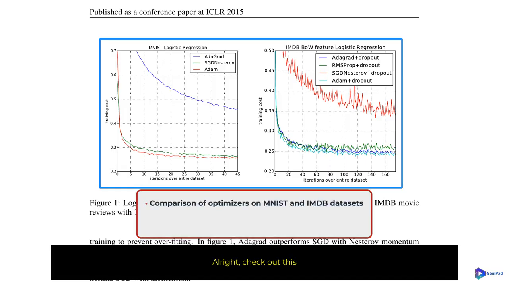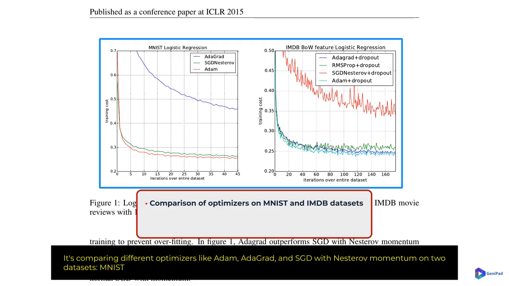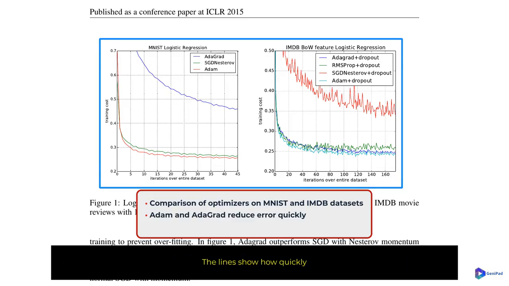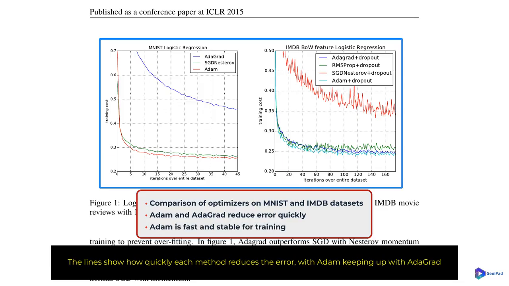All right, check out this graph. It's comparing different optimizers like Adam, Adagrad, and SGD with Nesterov momentum on two datasets, MNIST for image recognition, and IMDb for text reviews. The lines show how quickly each method reduces the error, with Adam keeping up with Adagrad in speed. This visual really highlights why Adam is a top choice for fast and stable training.